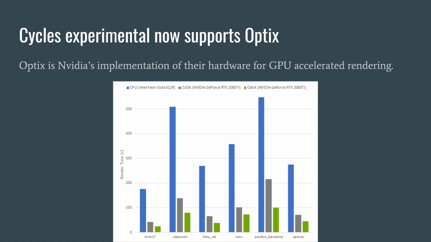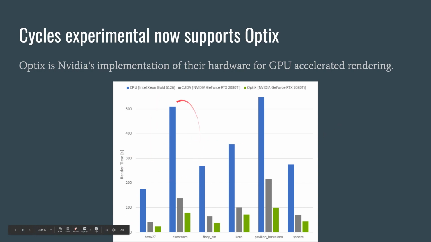So we also now, in the experimental section of Cycles, if you turn on the experimental version, have NVIDIA OptiX. It's the implementation of the RTX cards used for Cycles ray tracing. So we have a little graph here that I pulled from the patch notes.